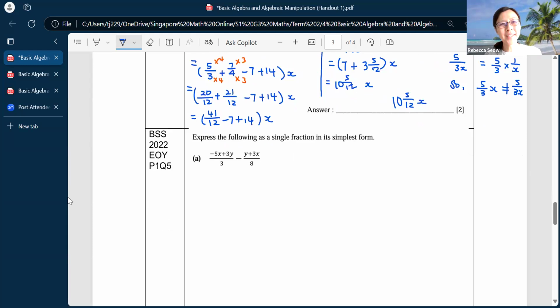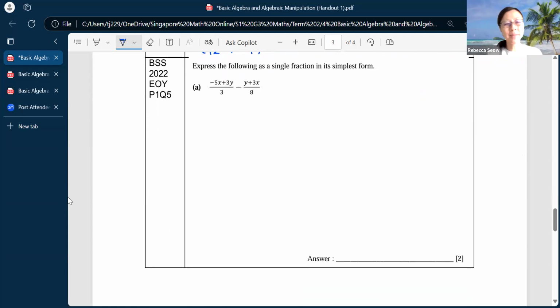Let's move on to the next one. Again from Bendemeer, 2022 EOY, paper 1, question 5. Express the following as a single fraction in its simplest form. So let's take a look at the denominators. Denominators 3 and 8. So we will have to work out the common multiple, which is 24, because 3 and 8 are both unlike.